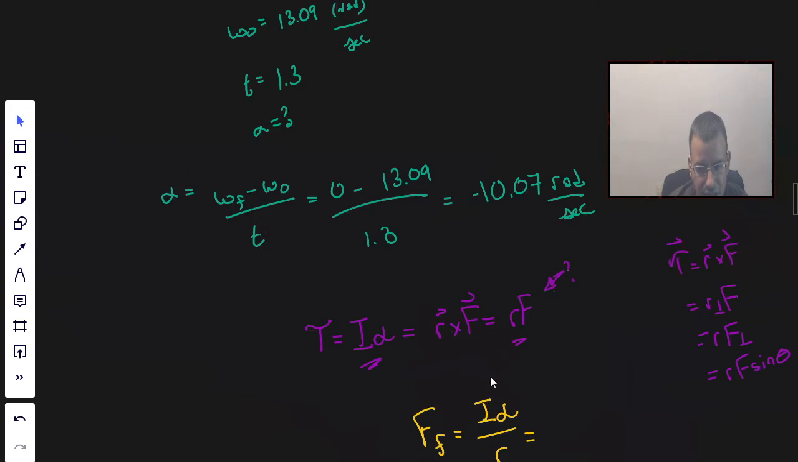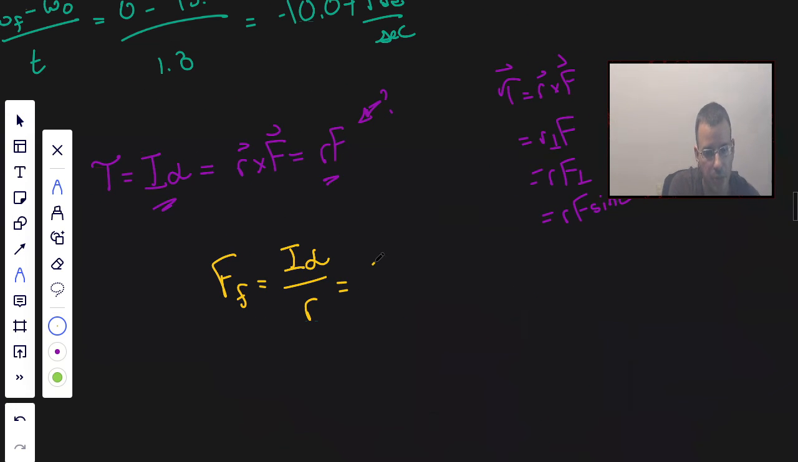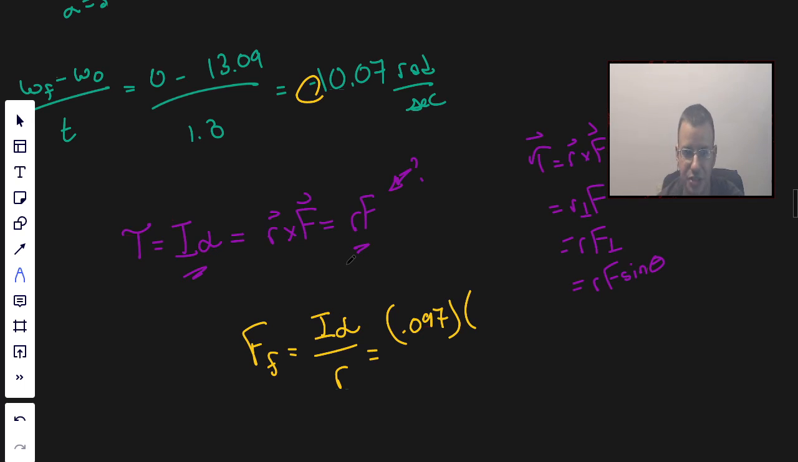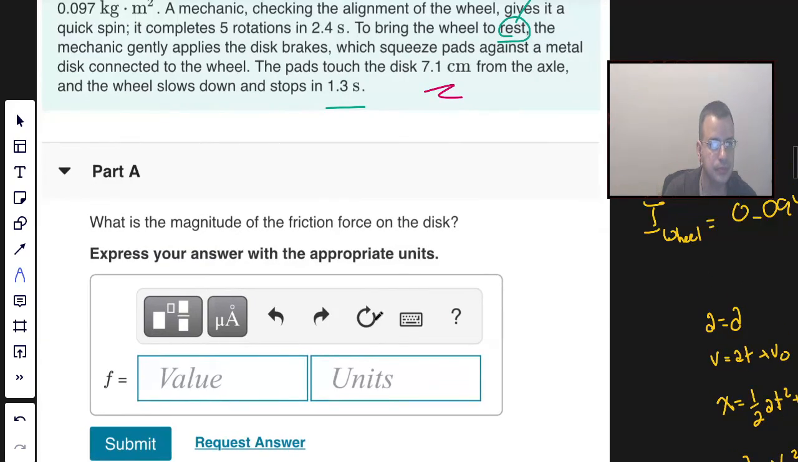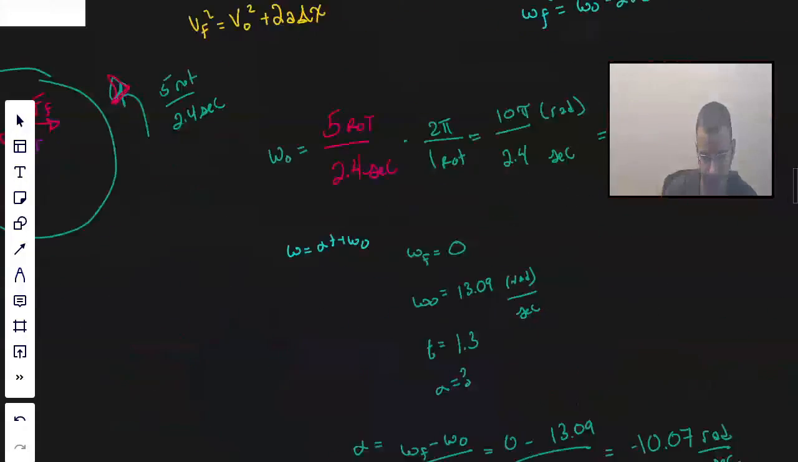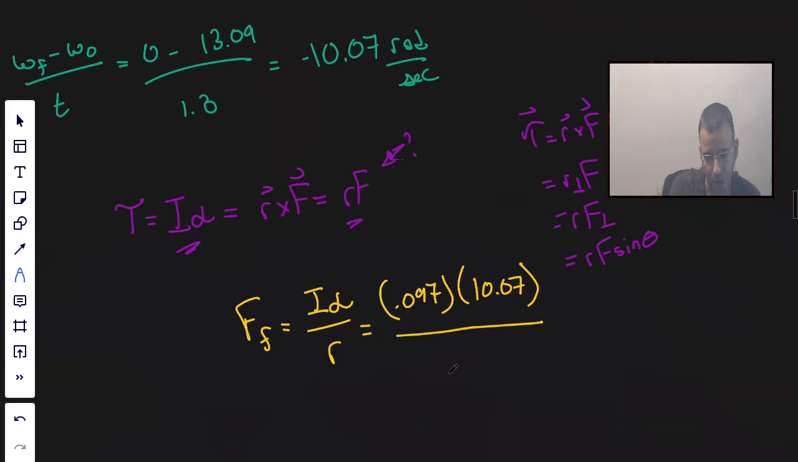I'm going to have to look up the moment of inertia. 0.097 is the moment of inertia. I'm going to drop the negative from the acceleration because all that tells us is direction, and we really don't care about the direction. We know it's making it go slower. So 10.07, and the radius, they tell us, is 7.1 centimeters. So I'm going to say that's 0.071.